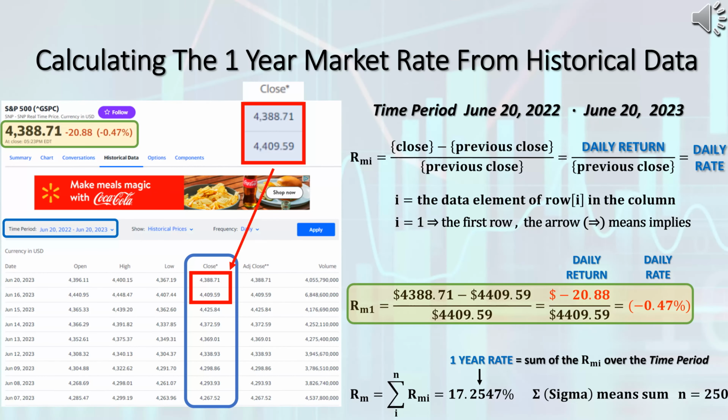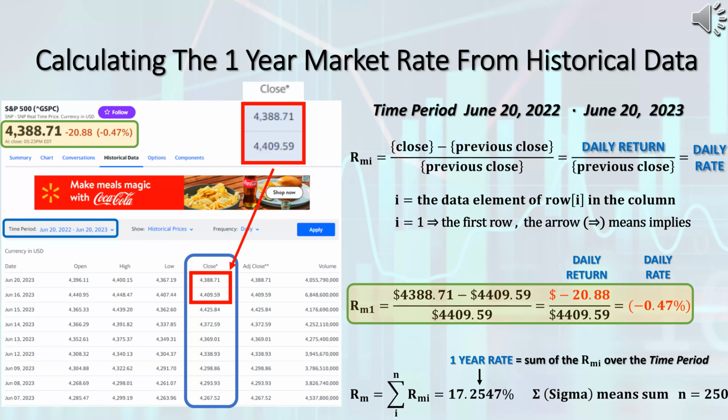This next slide seems to have a lot going on. Nevertheless, as the title states, the purpose of this slide is to manually calculate the market rate. The discussion starts by considering the time period and close column, both outlined with blue rectangles. Notice the time period covers 366 days instead of 365. The reason for this will become clear during the next discussion covering the spreadsheet.